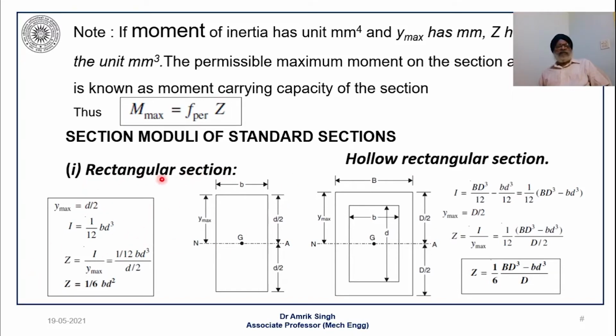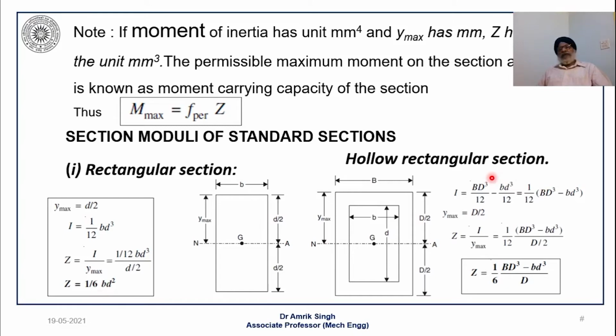So let us first take the rectangular section, which has a depth D and the width B. So the centroid will lie at the neutral axis. So Y max will be D by 2. So the stress will be maximum here, stress will be maximum here. So I we know is BD cube upon 12 about the neutral axis. So Z is I upon Y max. So if we put this value, this is BD square upon 6.